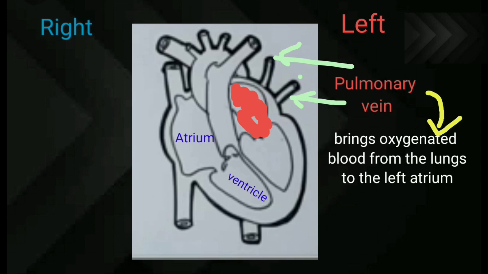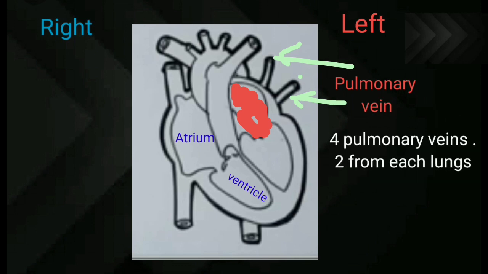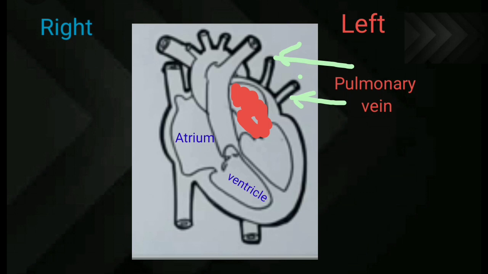There are 4 pulmonary veins, 2 from each lung, 2 from the right lung, 2 from the left lung. They pour the oxygen containing blood down to the left atrium. So the left atrium is full of oxygen containing blood.